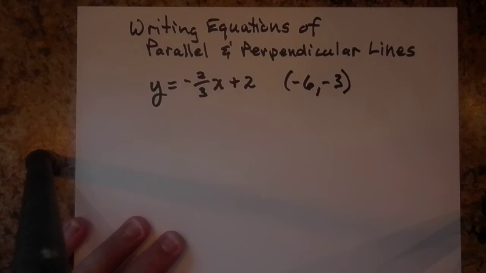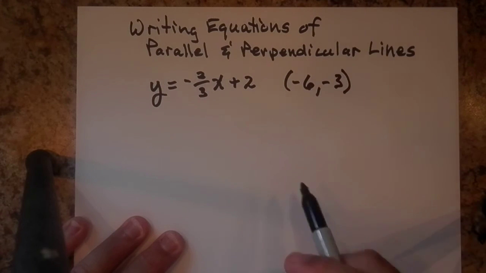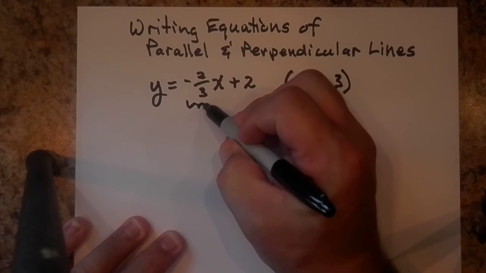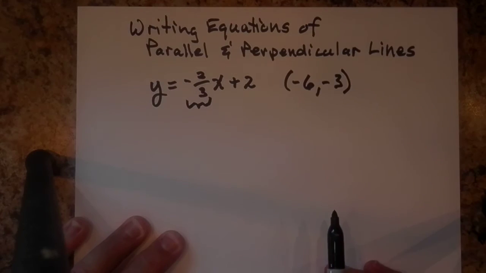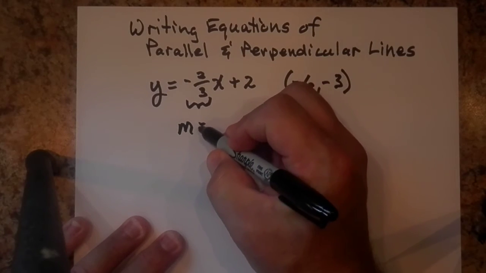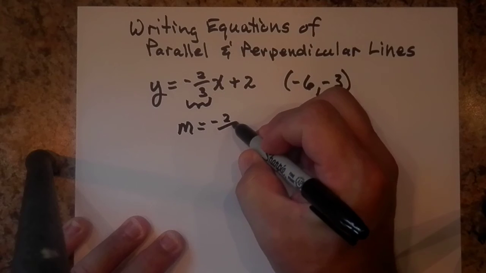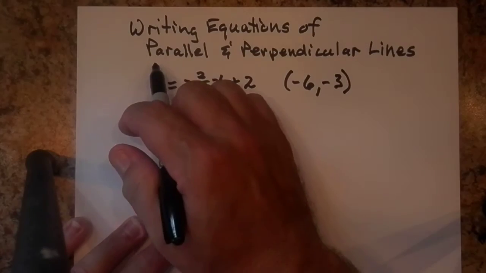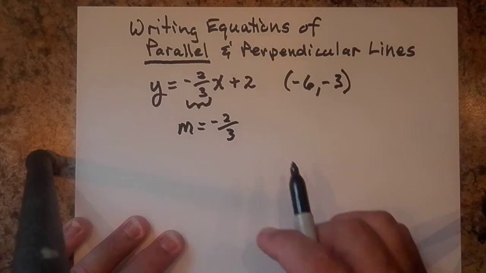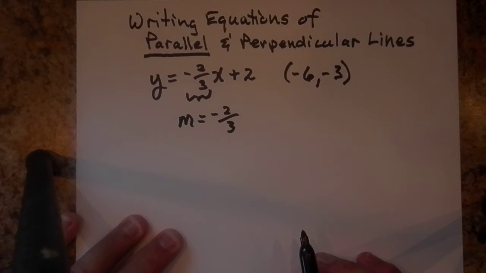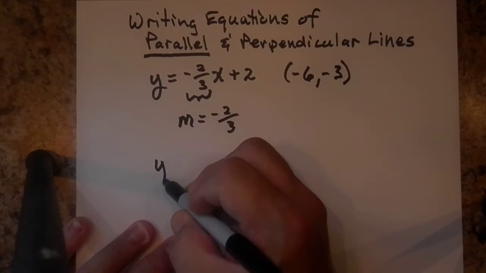So the first thing that we need to do is identify the slope of our given line. The slope of any line can be determined by the coefficient of x when the equation is solved for y. So this is my slope, -2/3. And I want the equation of a parallel line. So any line parallel to a line whose slope is -2/3 is also going to have a slope of -2/3.